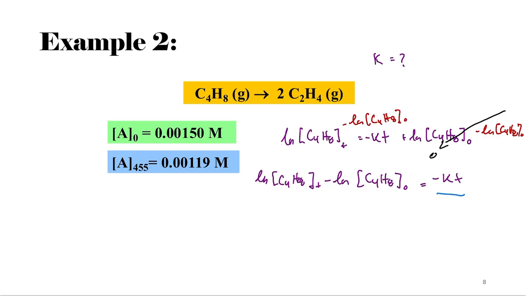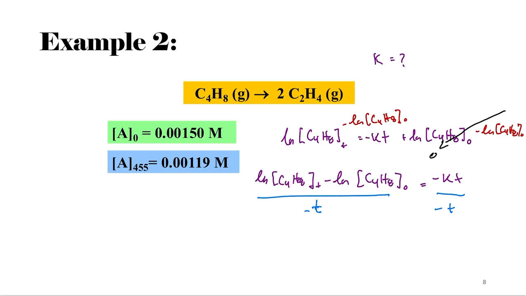Divide both sides by minus t. We can also combine the logarithms in the numerator. Does anyone remember how we do that? Yeah, it becomes the logarithm of the ratio of them, right? Of this one over that one.